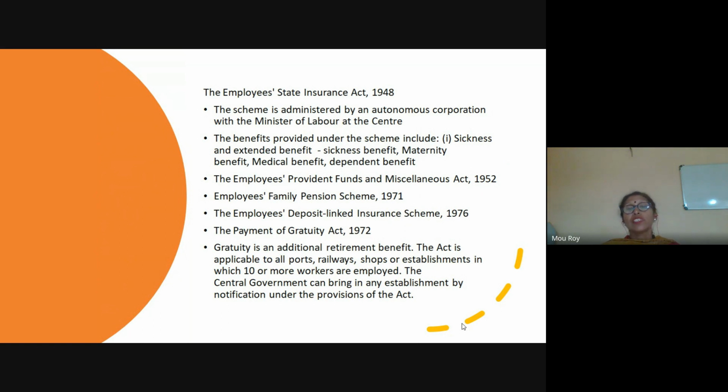Then you have employees' provident funds and all. Then you have the family pension. After superannuation, you get the family pension. Then there is the Employees' Deposit Linked Insurance scheme. Then the Payment of Gratuity Act, and gratuity is basically an additional retirement benefit. So after you retire, you get a lump sum amount from the company.